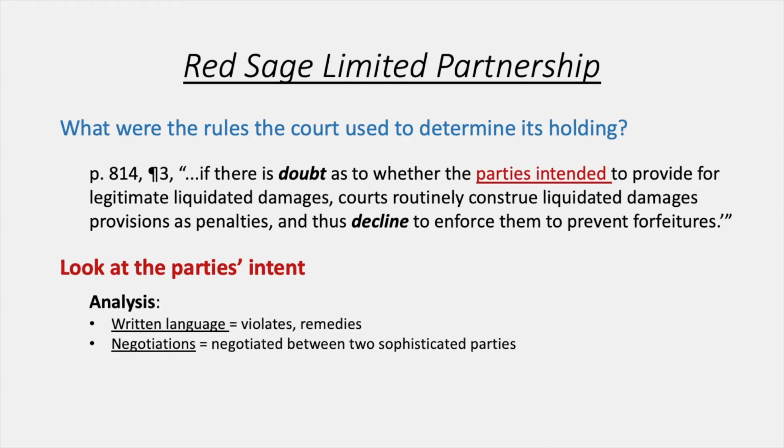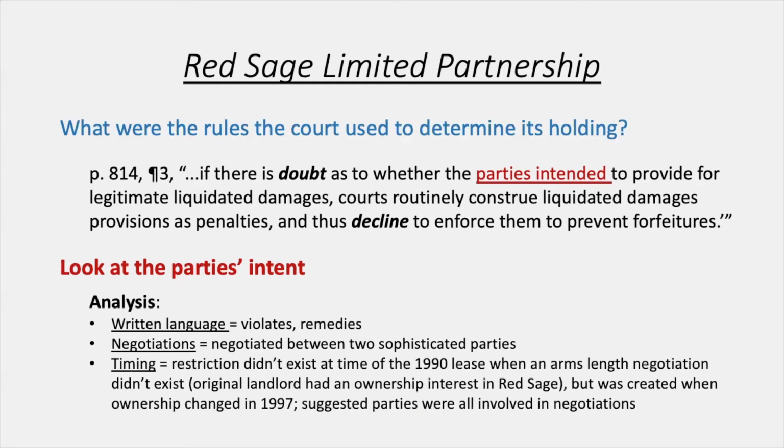And then you had negotiations where you had two sophisticated parties, DESPA and Red Sage. We also had timing where this restriction didn't exist in 1990 when the landlord actually had an ownership interest in Red Sage. It was changed in 1996, 1997, but because DESPA was involved in the negotiations and agreed and accepted it, it suggested that DESPA understood the risks or understood this clause when it entered it.